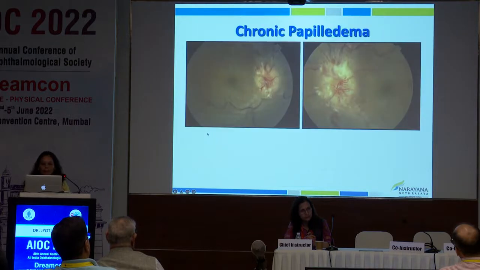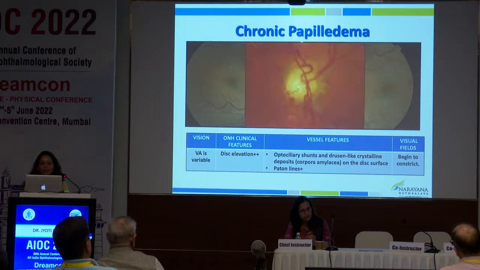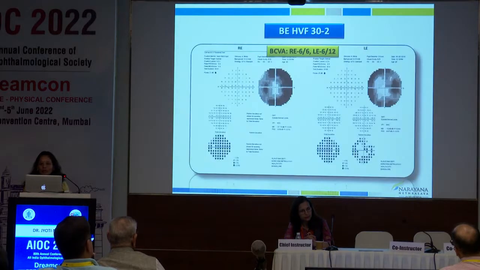Then comes chronic papilloedema. You see the disc is highly elevated. You see the optociliary shunts, and there are deposits like corpora amylacea, which are seen along with Patton's lines. So this is again the same sign, indicating chronic papilloedema. Now the inferonasal step is gradually going into constriction, and the patient has started to lose vision.